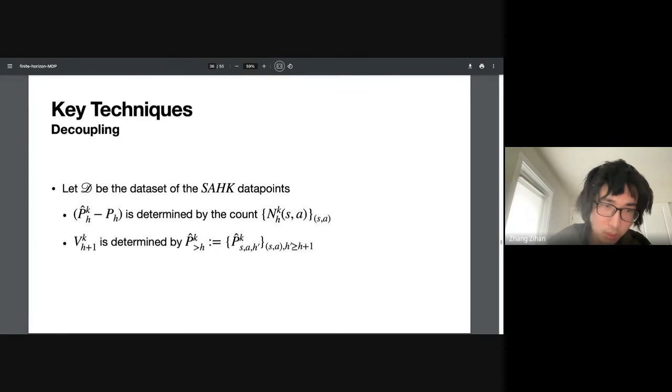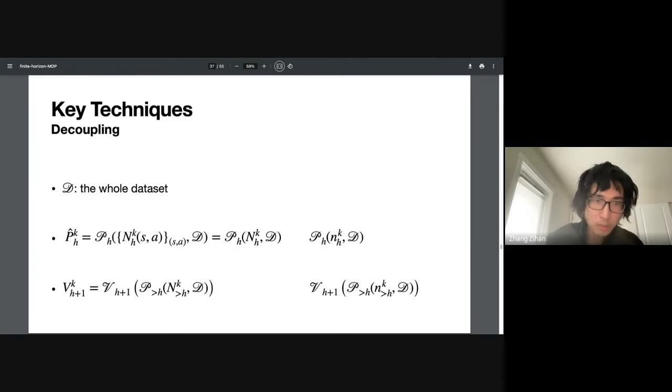In this sense, the empirical transition only depends on the count. And the value function of the next layer, V_{h+1}, is determined by the empirical transition probability after the h layer, which we denote as P hat larger than h. This is by the model-based algorithm and the backward planning. To write it down formally, we let D be the whole data set, and we can write P hat_h^k as a function of the count and the data set, which we denote as P_h. And we can also write the value function as a function of the counts after the h layer and the dataset D.